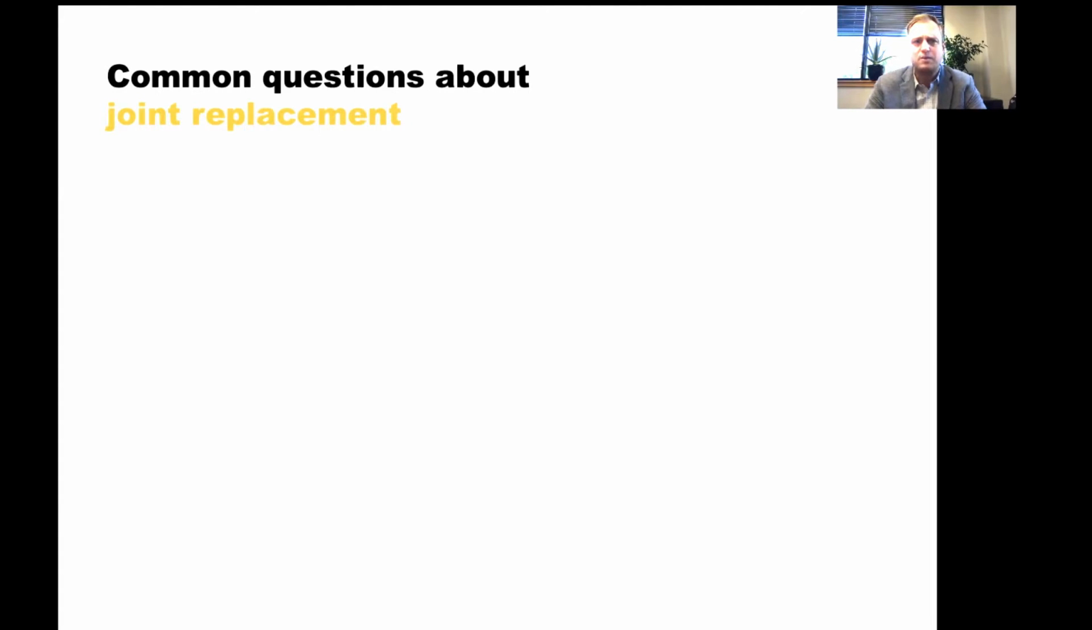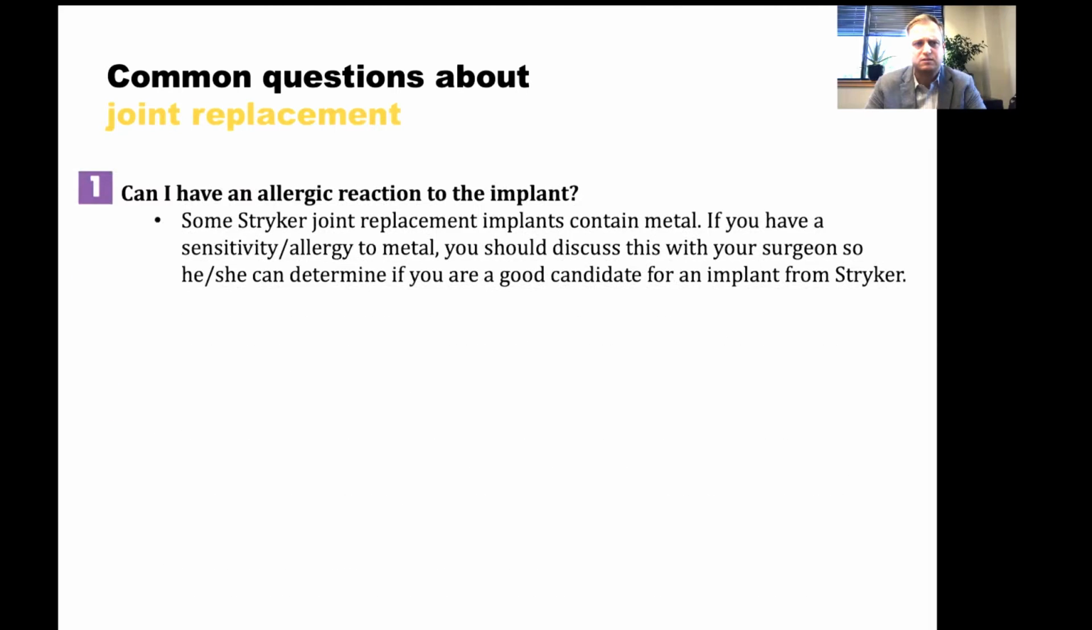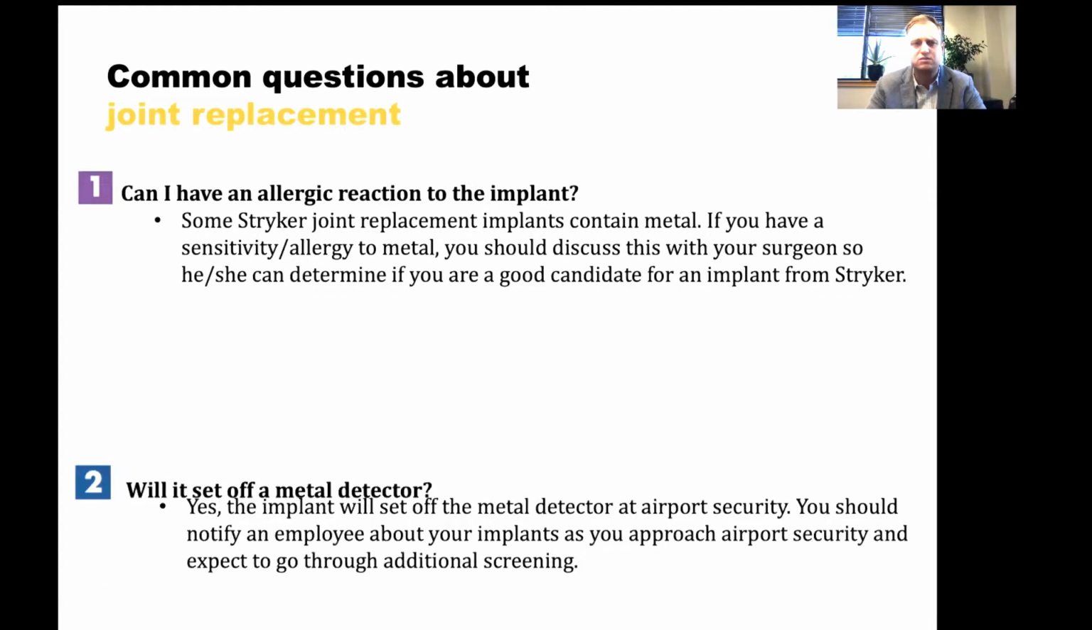Let's talk about common questions about joint replacement. Can I have an allergic reaction to the implant? The answer to that is yes. If you have a severe allergy to metal on your skin, it's something you're going to want to talk to your surgeon about before undergoing a joint replacement surgery. The nickel in some of the implants can really cause a problem for people with severe metal allergies.